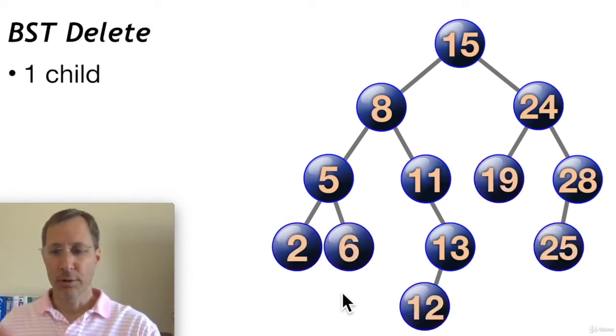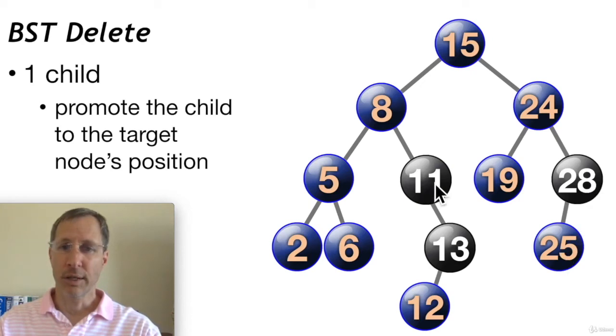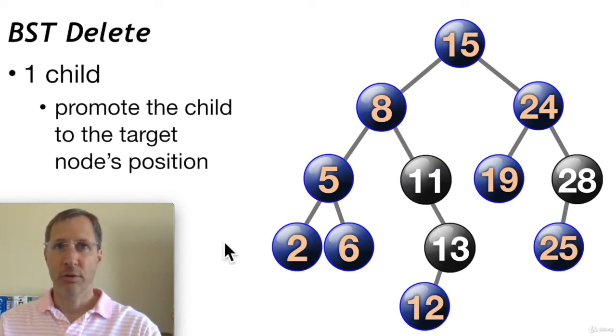Now if we have 1 child, these are cases where we have 1 child: nodes 11, 13, and 28. If we want to delete one of those nodes, we have to promote that child node to the target node's position. So for instance, if we want to delete the 28, we would promote 25 to 28's position. If we want to delete the 11, we would have to promote the 13 to 11's position. And the 12 comes with it. You're promoting that entire subtree. So that's the one child delete.